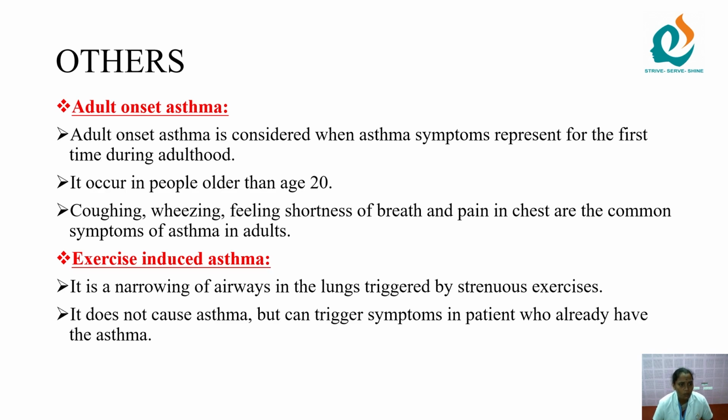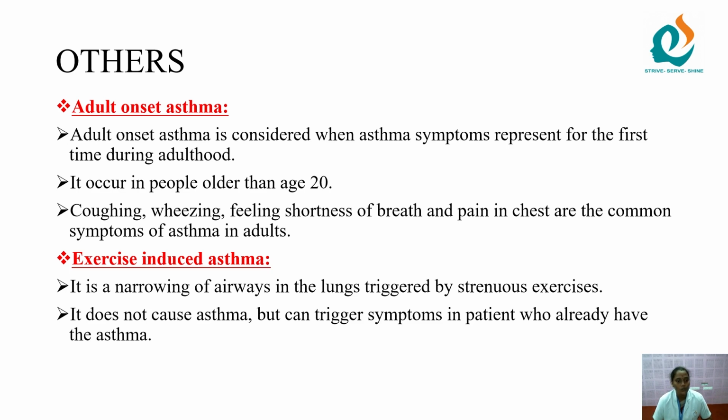Adult onset asthma is considered when asthma symptoms are present for the first time during adulthood. That is called adult onset asthma. It occurs in people older than the age of 20. The main symptoms are coughing, wheezing, feeling shortness of breath and pain in the chest. These are common symptoms of asthma in adults.